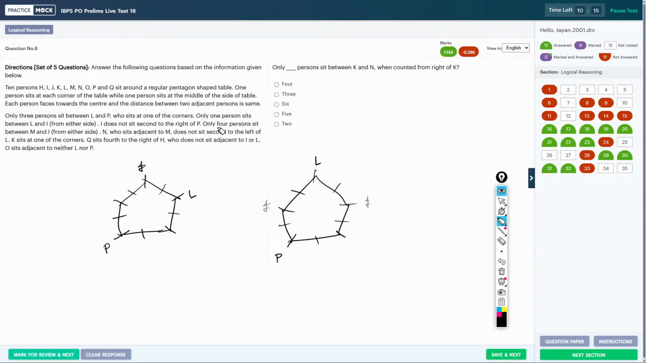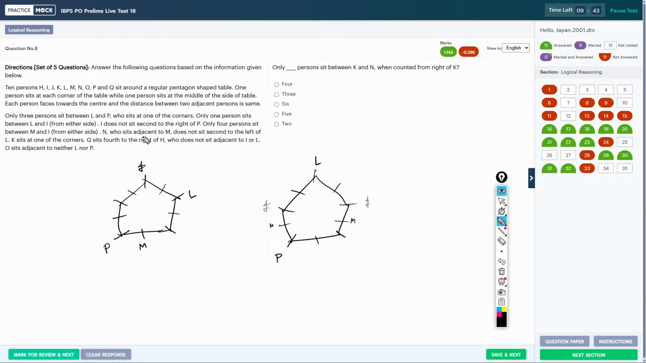Okay. Only 4 persons sit between M and I from either side. 4 persons: 1, 2, 3, 4. From either side, right? So M has to be here in this scenario. For this, 1, 2, 3, 4. So M can be here, or M can be here. Only 4 persons sit between M and I.